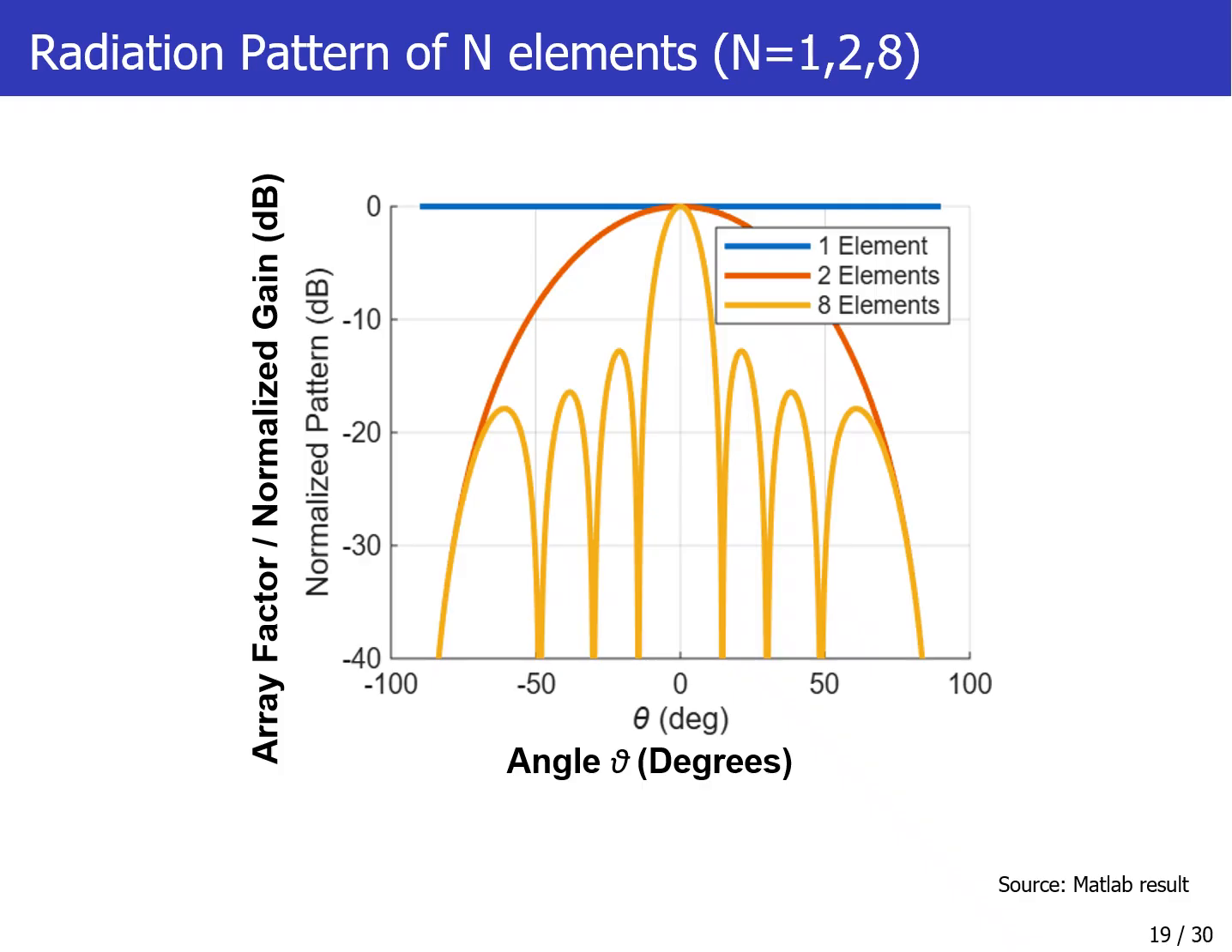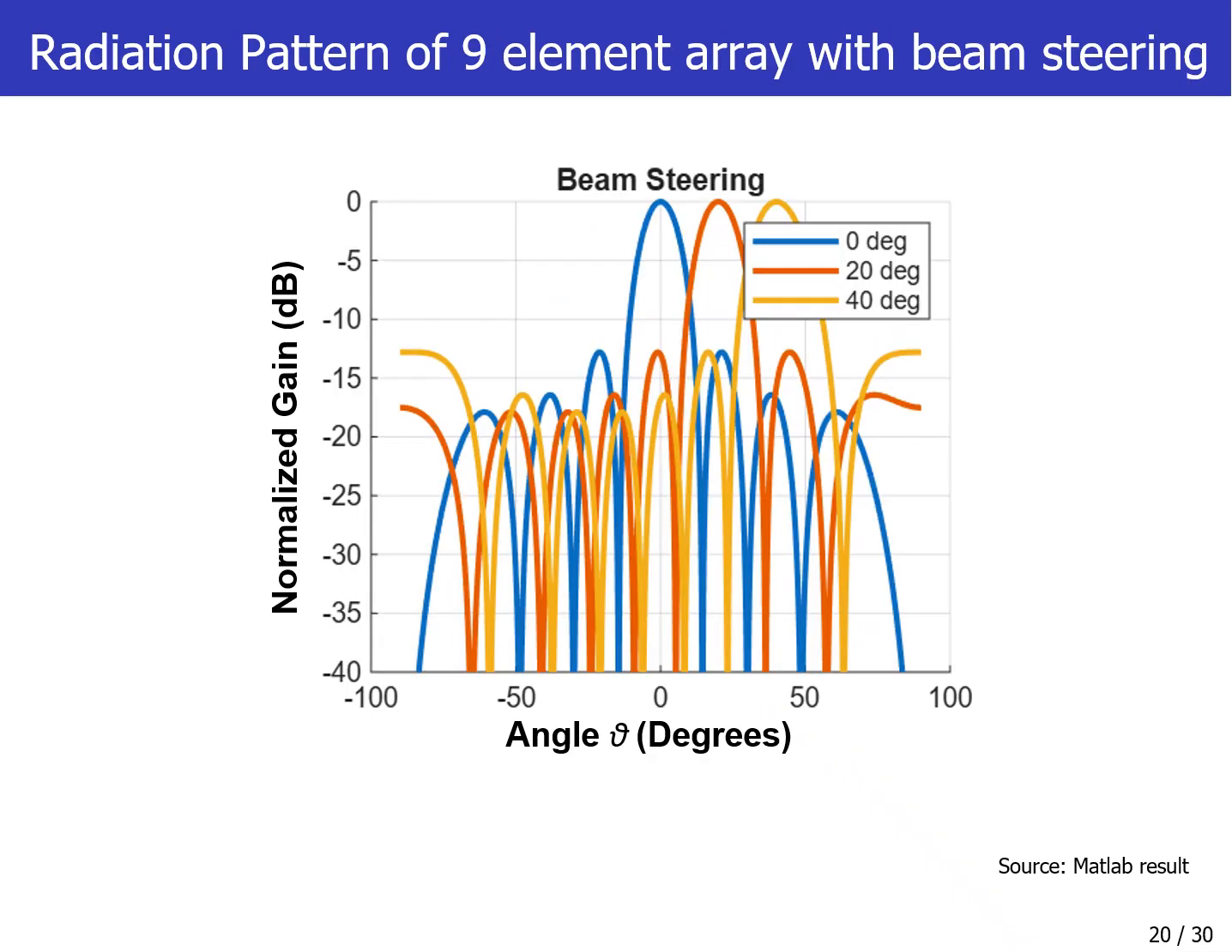This is a simple MATLAB result showing that with an increasing number of elements, our main lobe, or the maximum radiation, is getting narrower and more directed. And this is the radiation pattern of a 9-element antenna array with beam steering. We can see that we are able to move the main lobe by our desired angle theta.